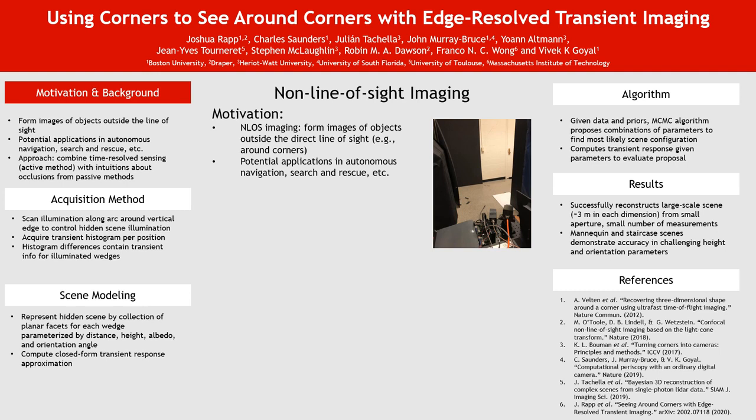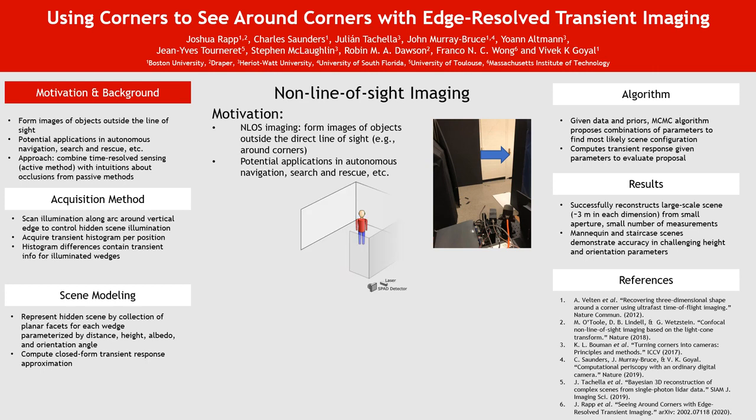This work presents how to use corners to see around corners using edge-resolved transient imaging. Non-line of sight imaging is the goal of reconstructing a scene that's outside line of sight, such as around a corner, shown here. This imaging modality could potentially be used to help autonomous vehicles anticipate hidden obstacles or to find unseen survivors in search and rescue applications.